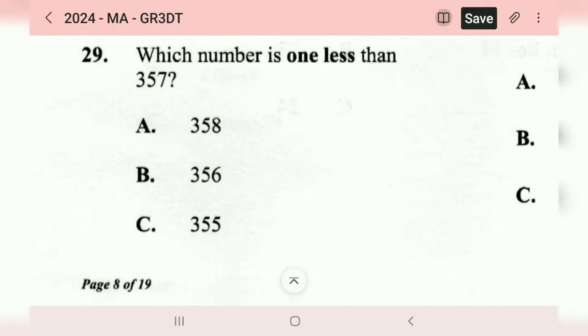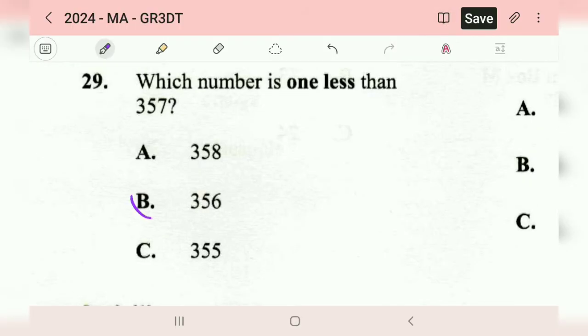Good job. 29. Which number is 1 less than 357? Taking away 1 from that. Easy, guys. We are left with 356.